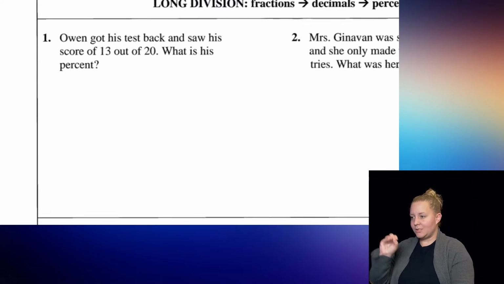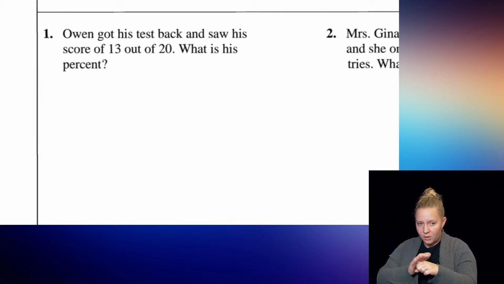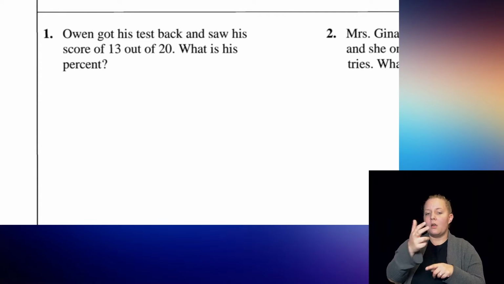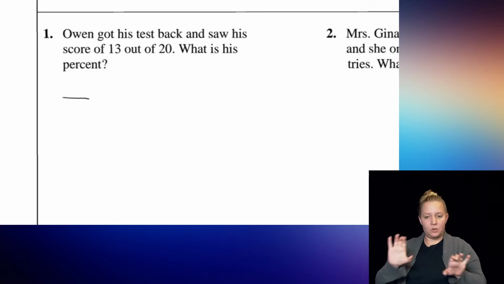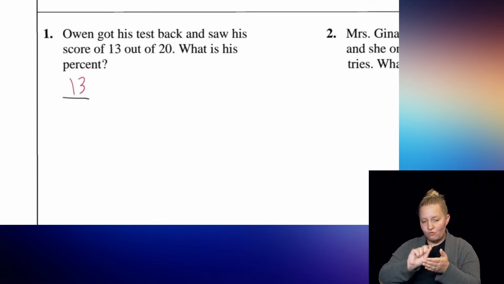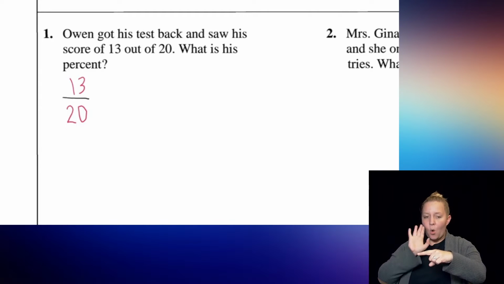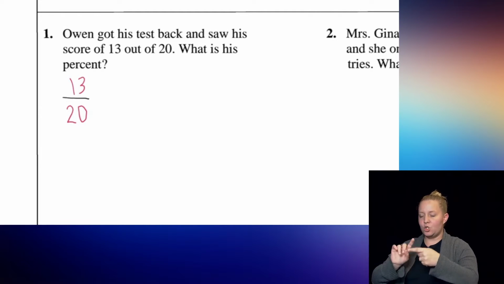So the first one, Owen got his test back and saw he got a score of a 13 out of 20. So on our homework assignments that we've been doing since, I don't know, the beginning of the year, you are going to write this fraction as 13 out of 20, or number correct out of 20. So you're going to write 13 over 20. And then we're going to convert that fraction into a decimal. And how we have to do that is using long division.